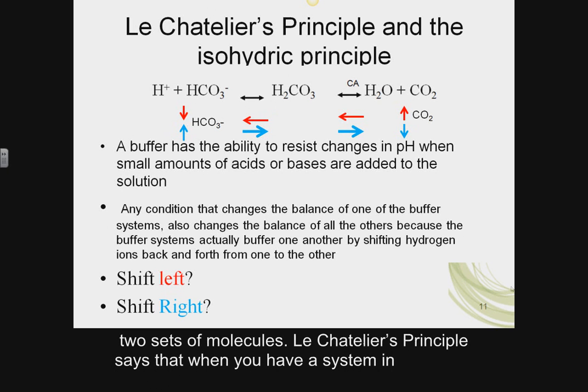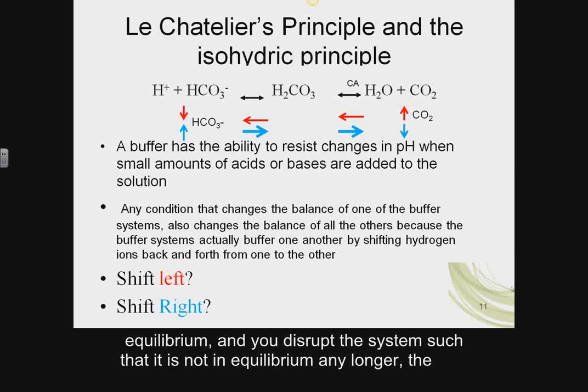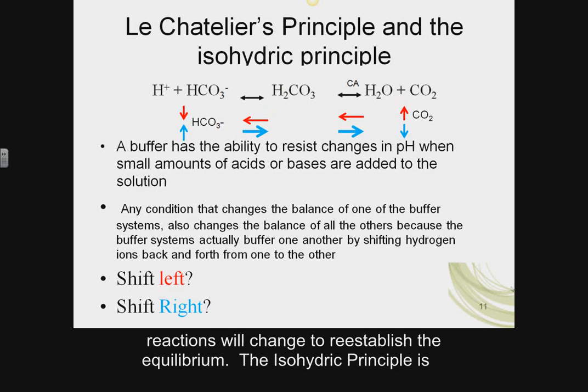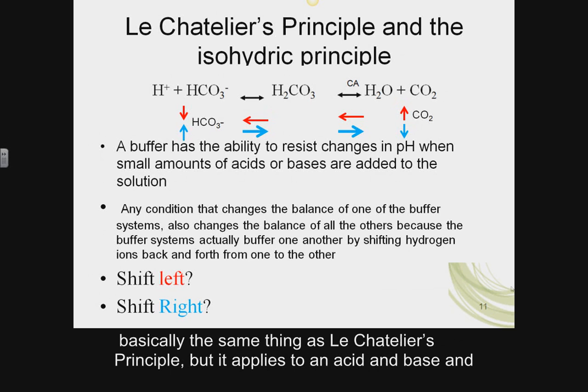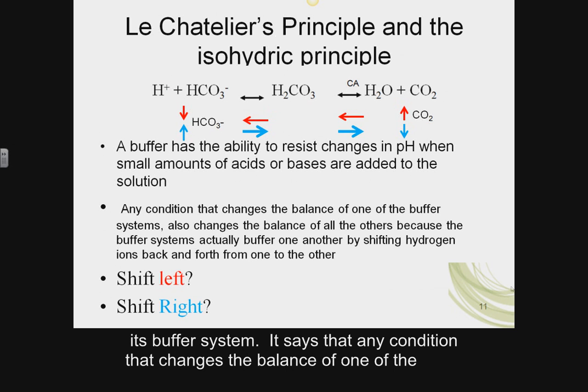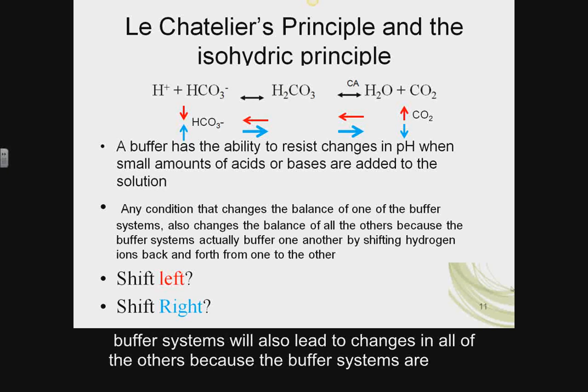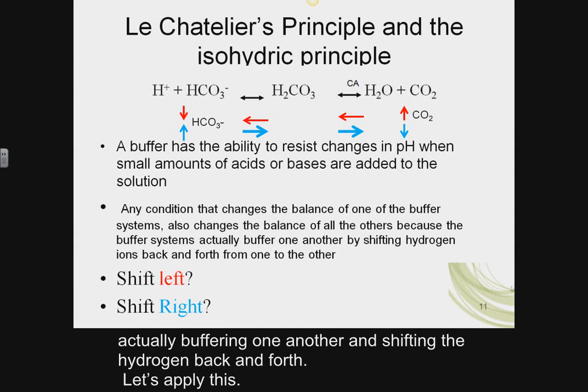Le Chatelier's principle says that when you have a system in equilibrium and you disrupt the system such that it is not in equilibrium any longer, the reactions will change to re-establish the equilibrium. The isohydric principle is basically the same thing as Le Chatelier's principle, but it applies to an acid and base and its buffer system. It says that any condition that changes the balance of one of the buffers will also lead to changes in all of the others because the buffer systems are buffering one another, shifting the hydrogen back and forth. Let's apply this.